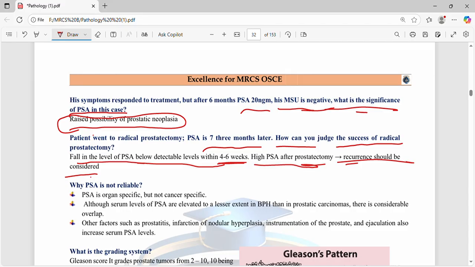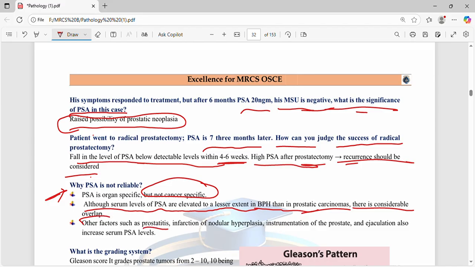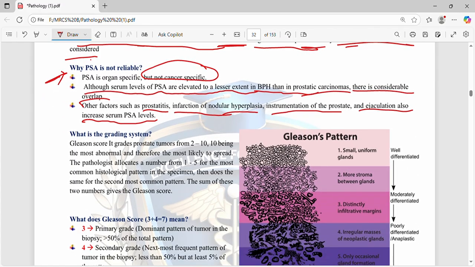So, why is PSA not reliable? PSA is organ specific but not cancer specific. This is such a good statement. Although serum levels of PSA are elevated to a lesser extent in BPH than in prostatic carcinomas, there is considerable overlap. Other factors such as prostatitis, infarction of nodular hyperplasia, instrumentation of the prostate, ejaculation, and DRE can also increase PSA levels. So PSA is not specific. What is the grading system?